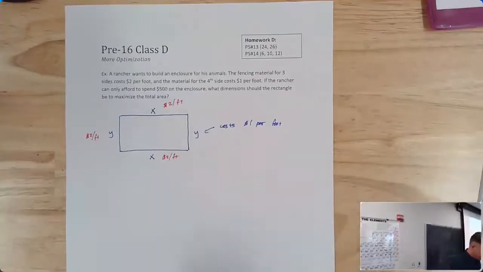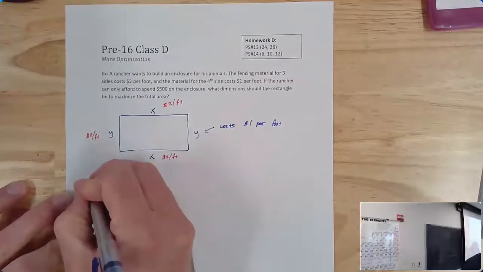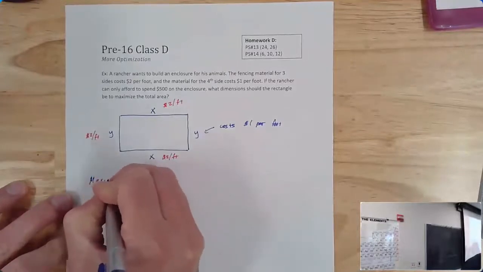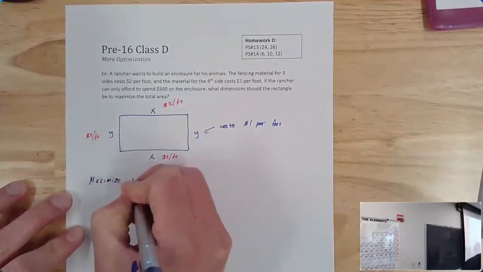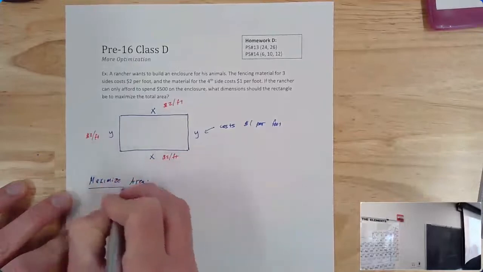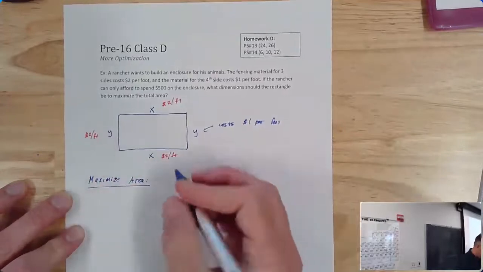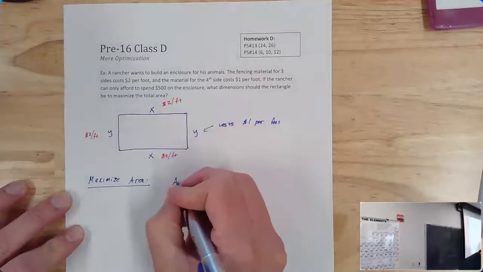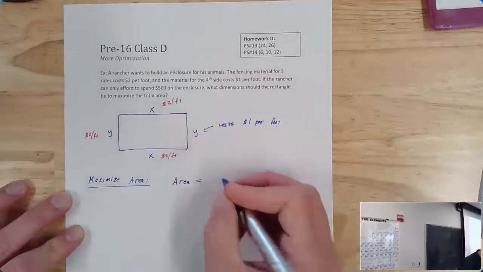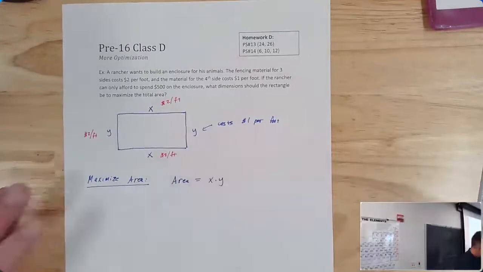So we're trying to maximize what? We want to maximize area. Great. The equation for area: area equals X times Y, pretty typical for a rectangle.